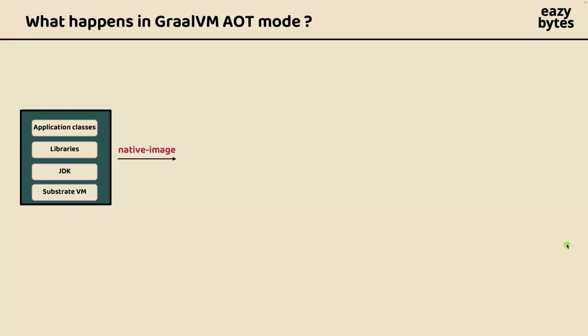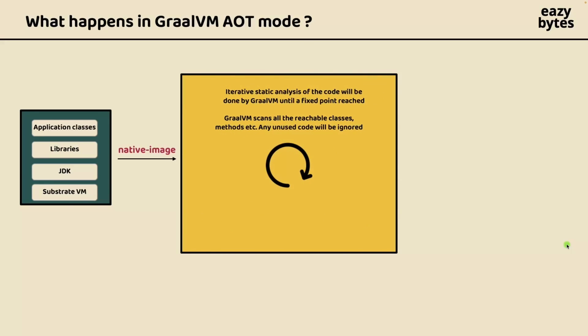Behind the scenes, what will happen internally is my GraalVM AOT compiler will continuously do iterative static analysis of the code until a fixed point is reached, which means GraalVM scans all the reachable classes, methods, and fields, and any unused code will be ignored. Reachable classes means it is going to do static analysis. How many classes are there? What is the main method? From the main method, how is the execution going to happen?